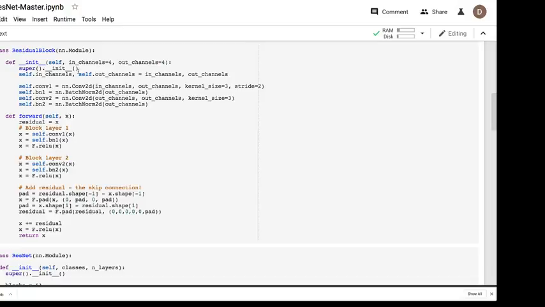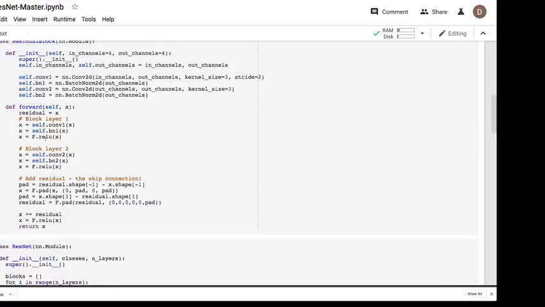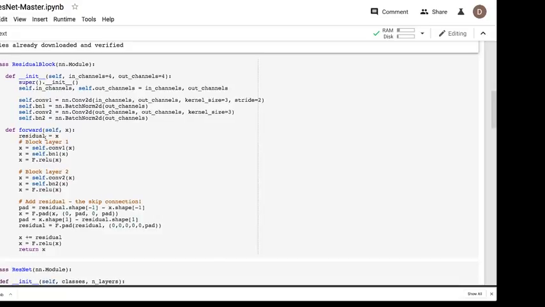So we're going to have a class called residual block, and we're going to have a class called ResNet. This block is going to be literally this thing right here, where we have 2 layers and this skip connection right here. And that's going to be that output.